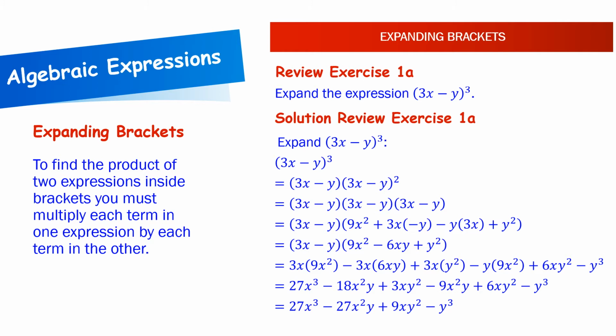And tidying up further, we can collect together the minus 18x squared y and minus 9x squared y to give minus 27x squared y. And similarly, we can add together 3xy squared and 6xy squared to give 9xy squared. And we leave 27x cubed and minus y cubed as they are.